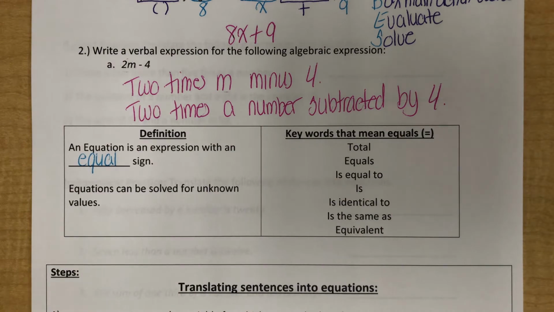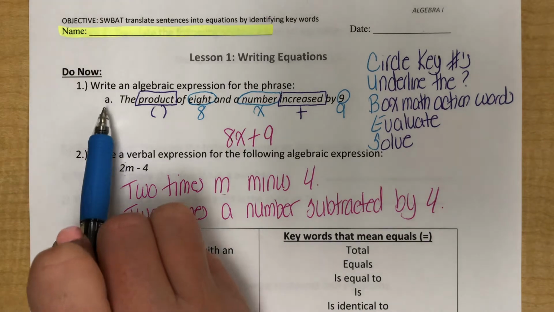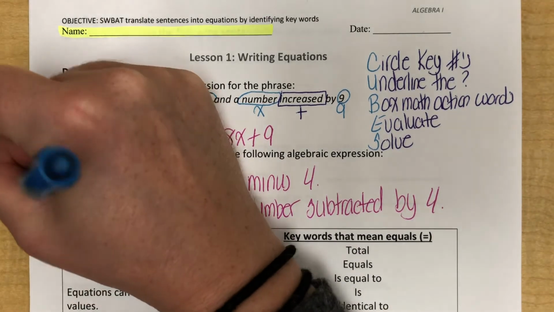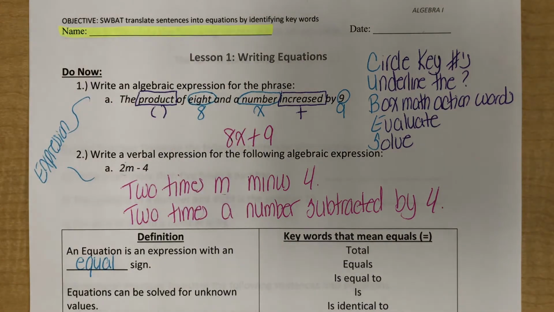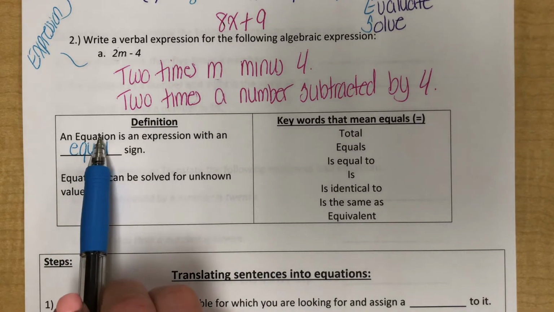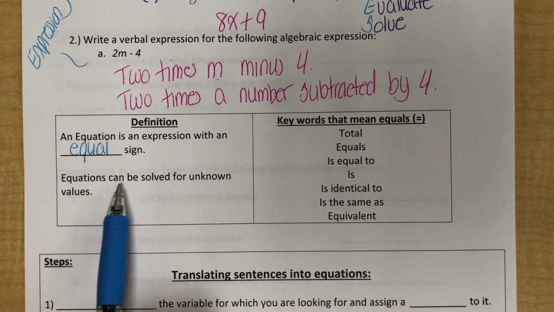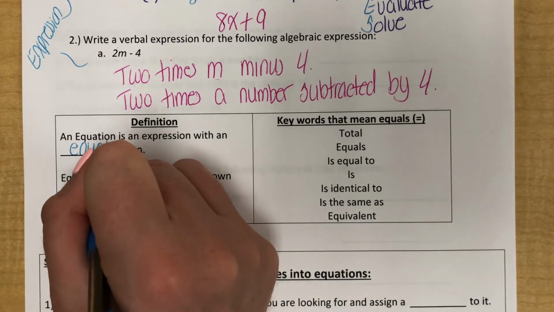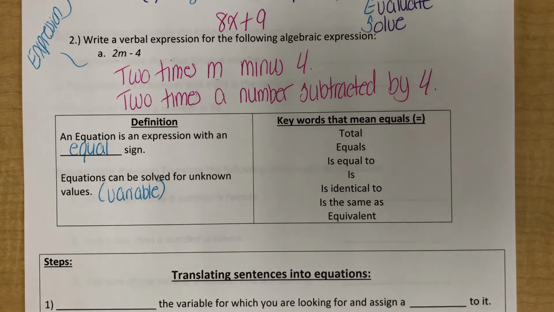Okay. The keyword expression would be an example of A or B. Both of these would be expressions because they don't have an equal sign. Down below, if I'm looking at an equation, that does have an equal sign, okay? And equations can be solved for unknown values. An unknown value would be like a variable, right? Some letter that I'm solving for.